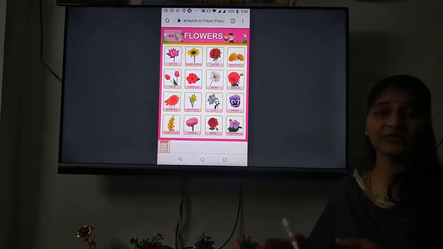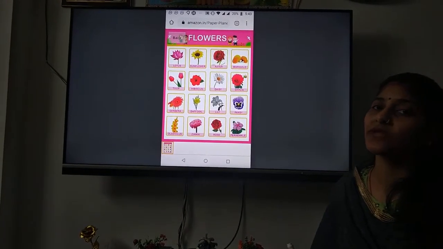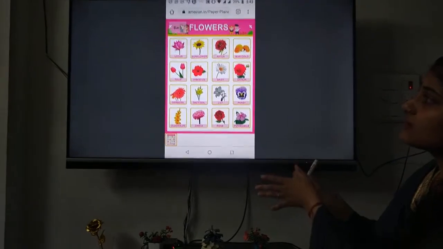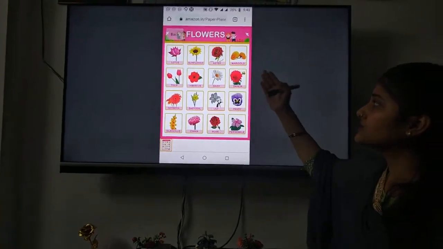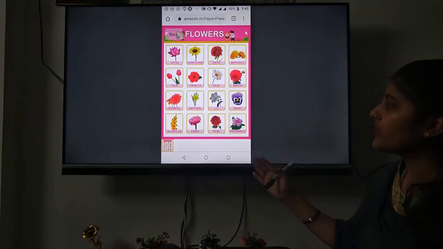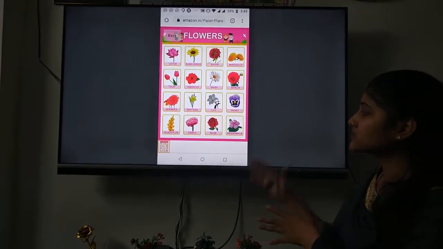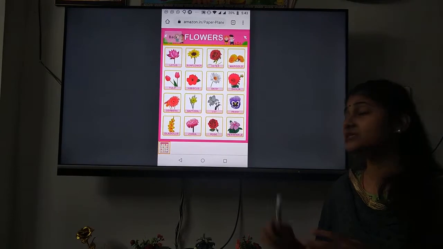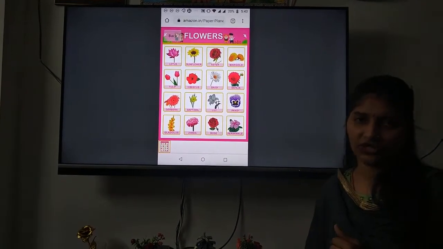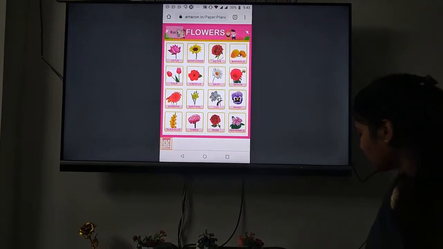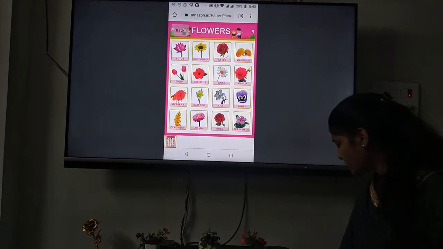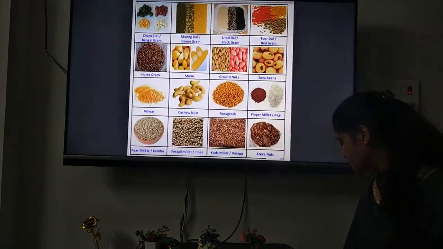Now the next part of the plant which we use as food is flowers. You can see a lot of flowers in this chart. We have lotus, sunflower, aster, marigold, hibiscus, tulip, daffodil, and rose definitely. We can use these flowers in our dishes as well. So in this way we can include various plant parts in our food.